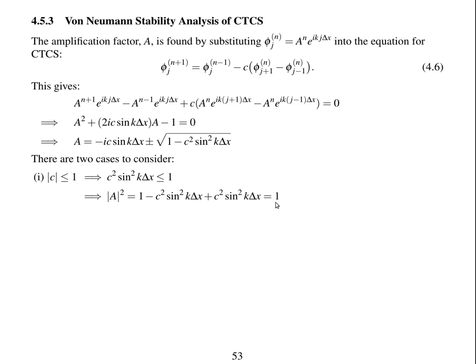That looks terrific. 1 is the right answer. So CTCS is neutrally stable. It doesn't damp the solution, and if the Courant number is less than 1, it's stable. Fantastic. The solution is stable and not damping.